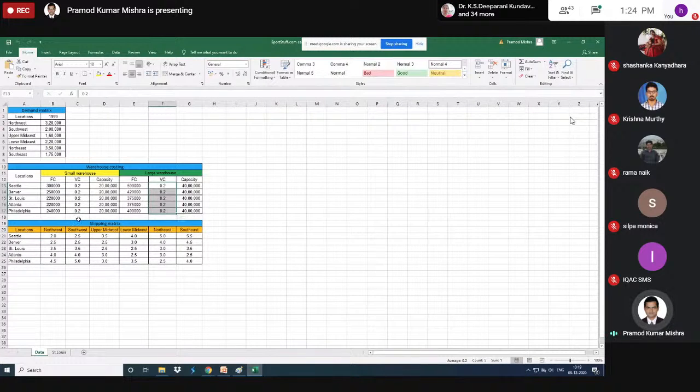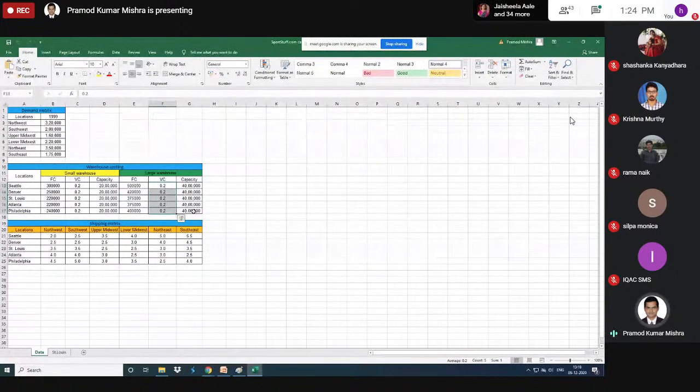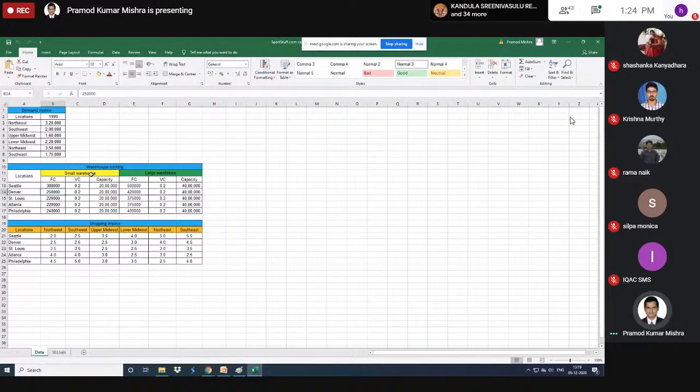But due to economies of scale, it may be less. It may be slightly less. Let us keep it aside. Then these are the two things given in terms of small warehouse data and the large warehouse data.